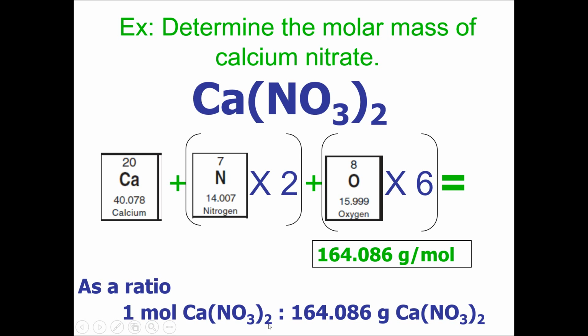1 mole of calcium nitrate to 164.086 grams of calcium nitrate. This is how we represent a molar mass.